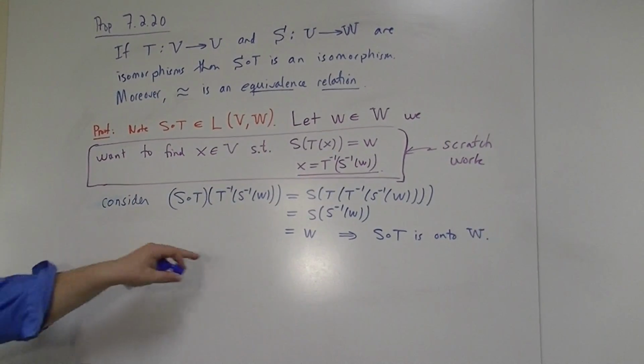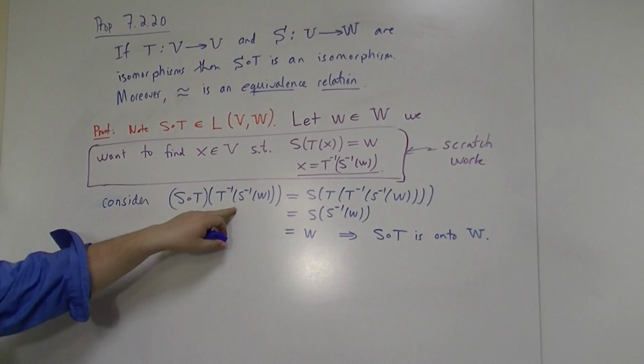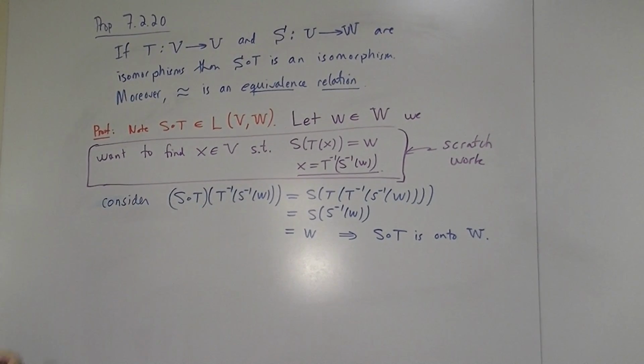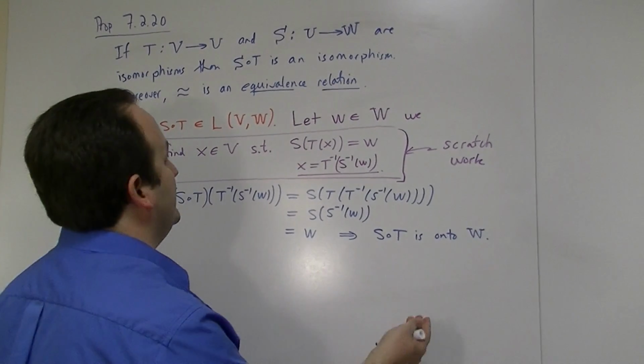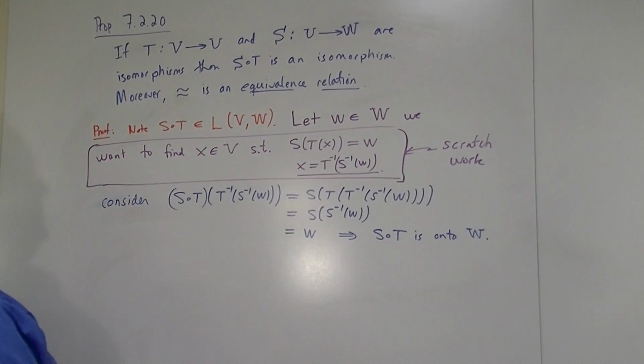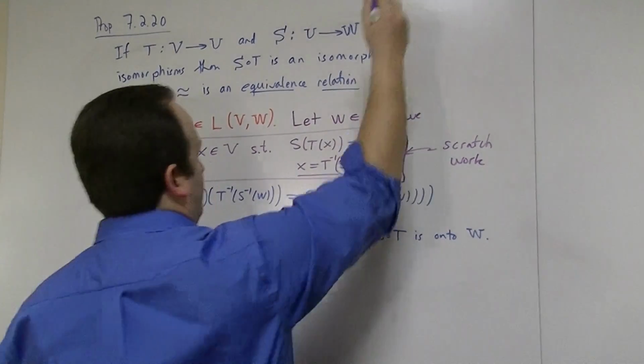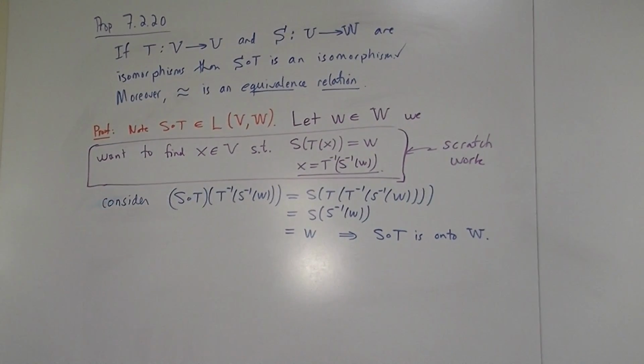Because I've just shown that an arbitrary element of W is reached by a specific choice of something in the domain. So then we have that S composed with T is a linear transformation which is an injection and a surjection, which means it's a bijection, which then means by definition it's an isomorphism. All right, so we've done the unexciting part of this proof now. Now I'm going to move on to the last sentence in proposition 7.7.